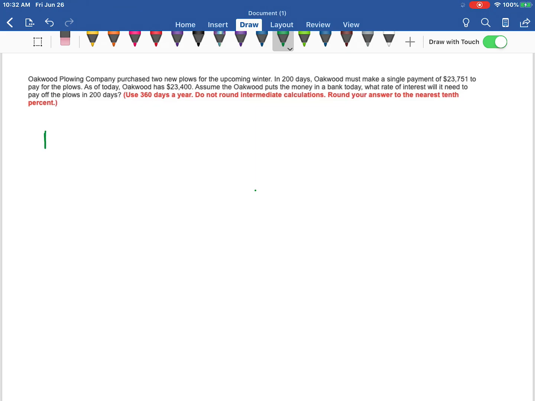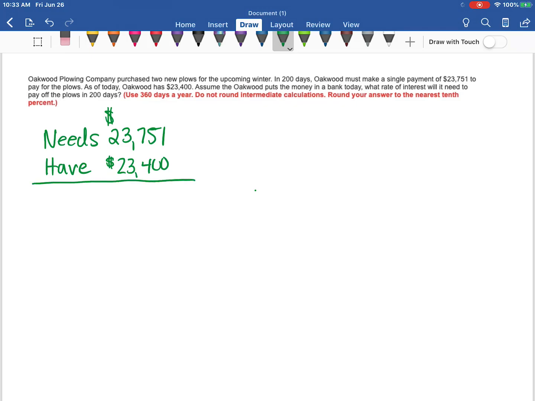So the company needs $23,751 to make its payment in 200 days. But they only have $23,400. So how much they still need, if I subtract, will be the amount of interest that they're going to earn. So if I subtract 23,751 minus 23,400, we can see that they still need $351 to pay off this loan. So that's how much they want to make in interest in that 200 days.